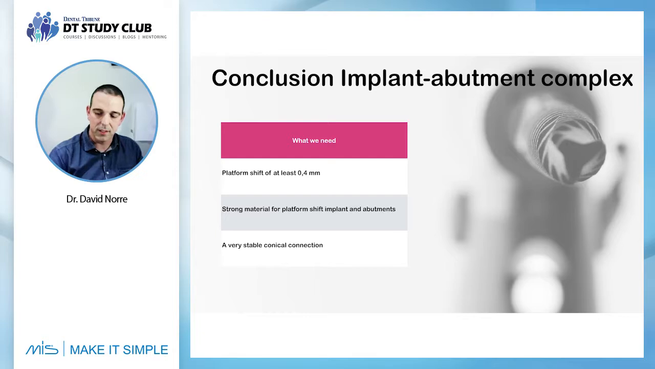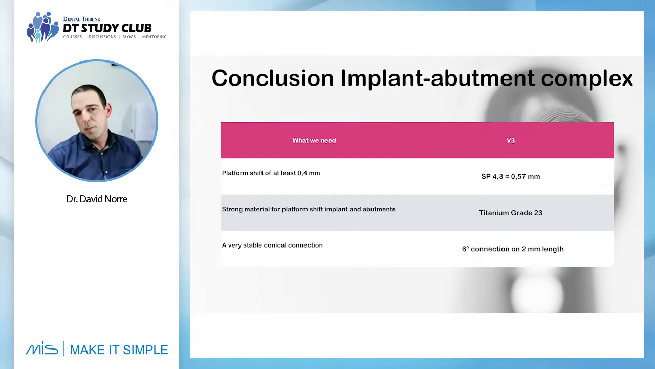That's the biggest difference. When you look at the implant, the V3, what do you see? The 4.3 implant has a platform shift of 0.75, has titanium grade 3, and has a conical connection of 6 degrees by 2 millimeters of length. So, following the evidence, it is an evidence-based implant.